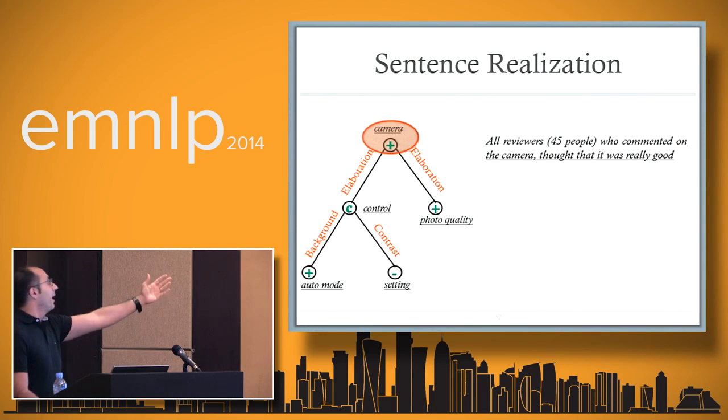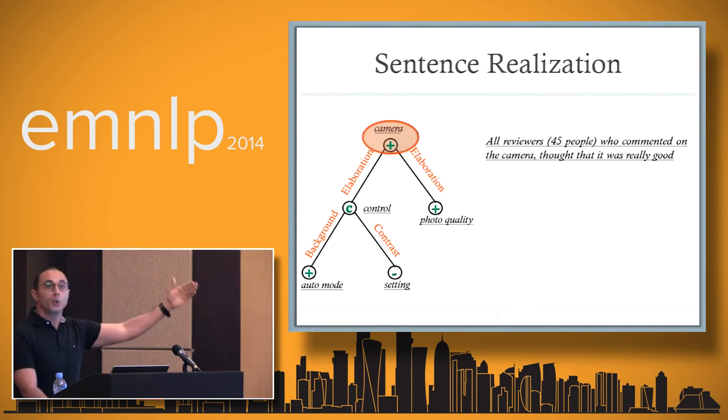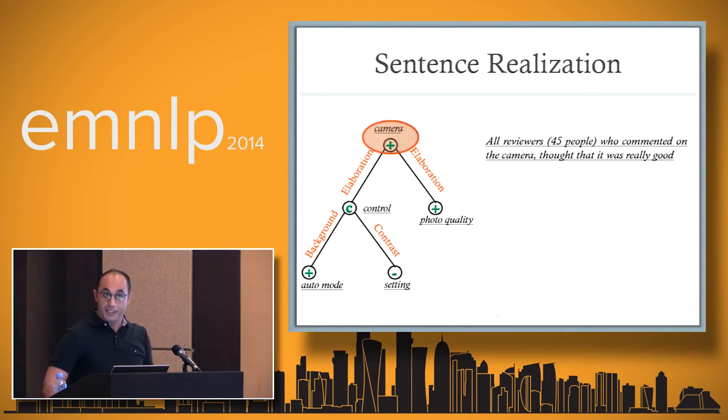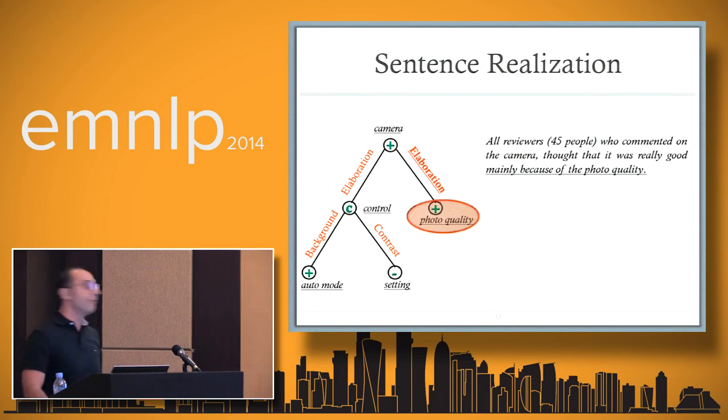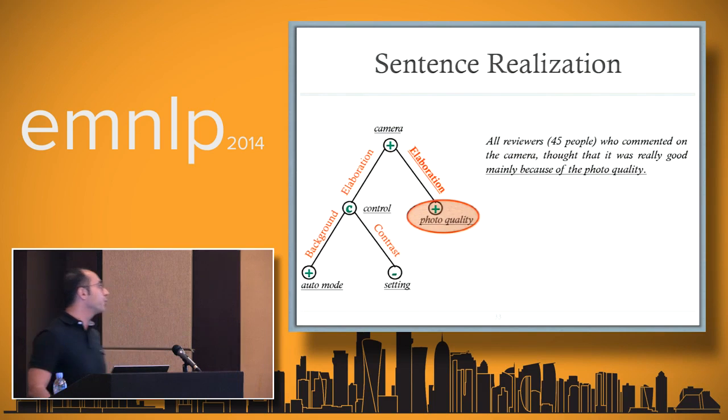We say we have our lexical choices here. All reviewers, quantifier, who commented on the camera thought it was really good. Polarity verb is selected. Then we go to the highest weighted child of the camera, which is photo quality. We see the polarity agrees. We continue the sentence by mainly because of the photo quality.